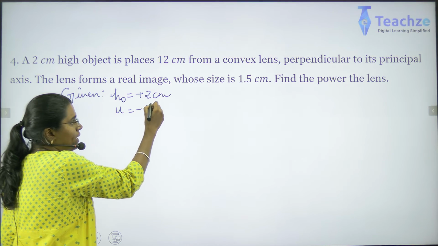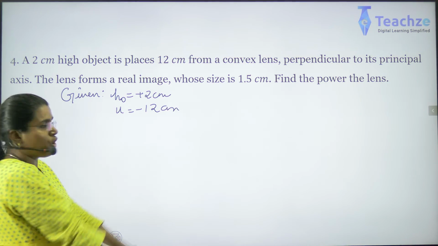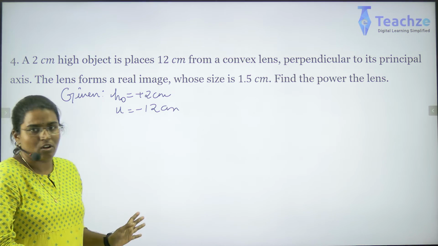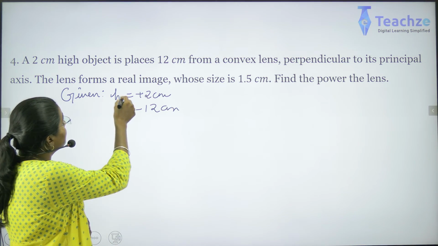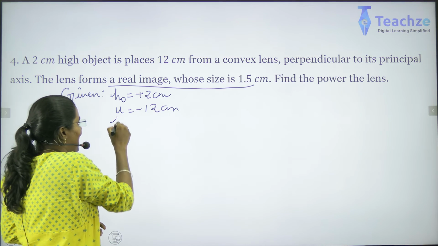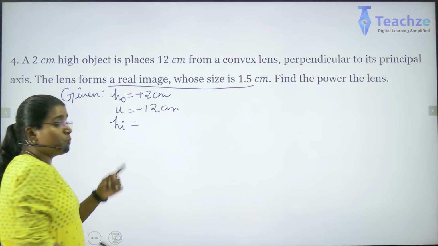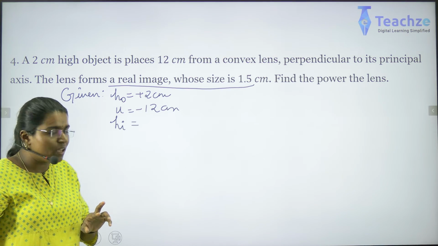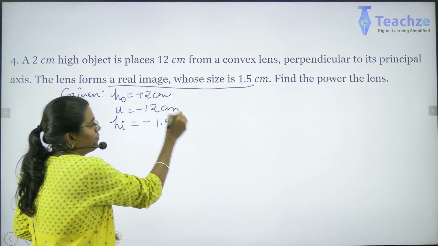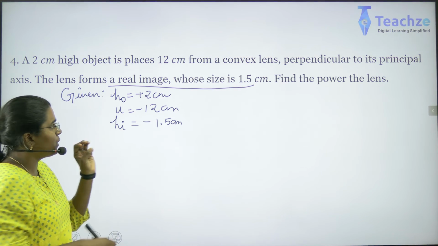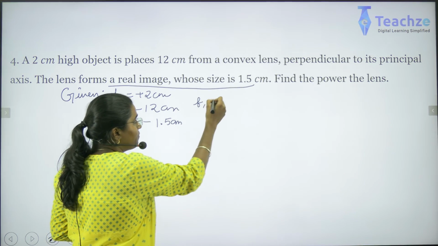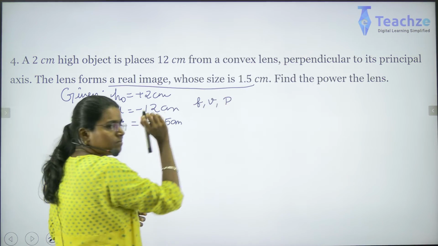U is minus 12 centimeter because it is a convex lens, and U is always negative for either a convex lens or a concave lens. Then real image. You have the height of the image, which is real, so it will be negative 1.5 centimeter. Okay. So indirectly, we have to find F, V, and then P.